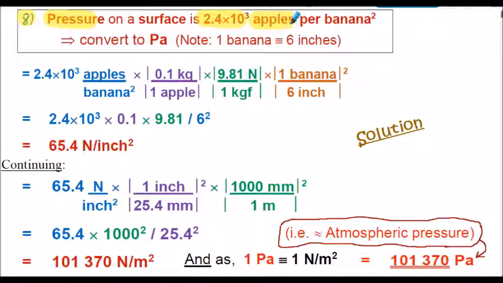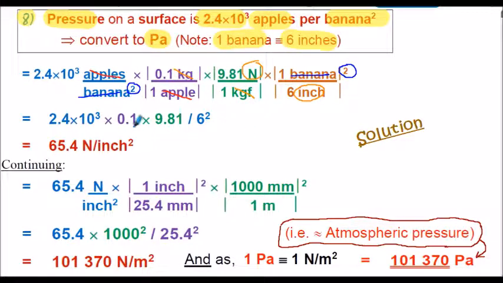apples per banana squared. We have to convert this into pascals. And we were given in the question that 1 banana is equivalent to 6 inches. So it's the best guess there. So conversions here. First of all, I'm converting my apples into kilograms. Next, I'm converting my kilograms into newtons. And then finally, I'm converting my bananas into inches. Notice it is banana squared, so I must square this unity bracket.